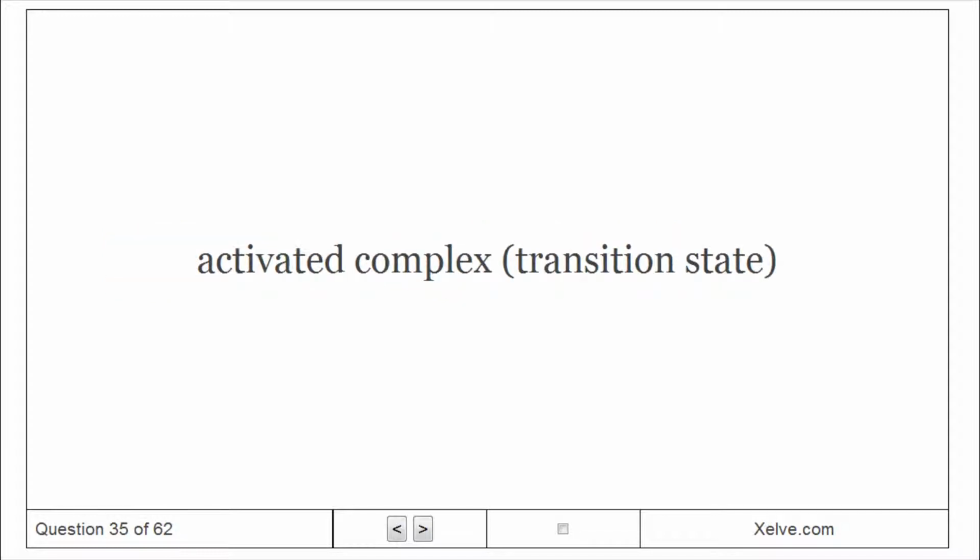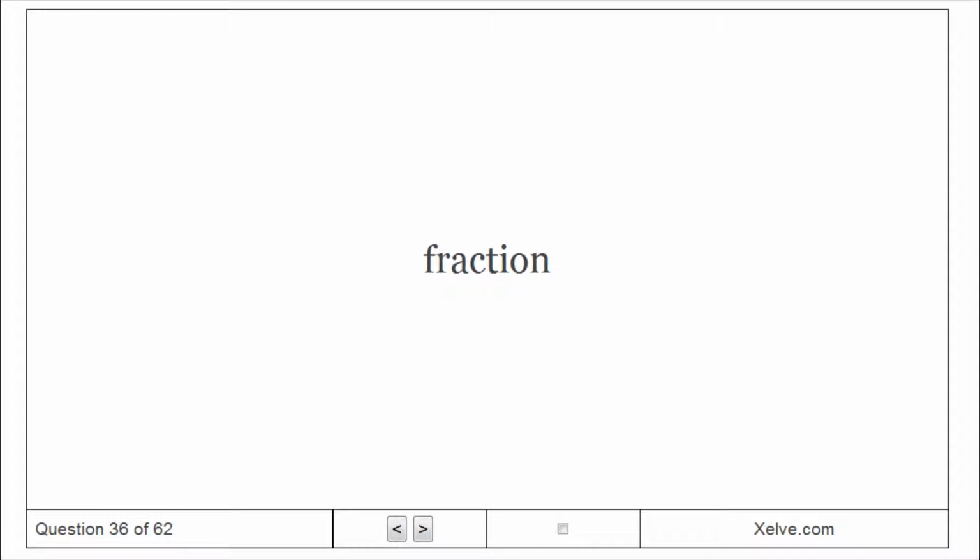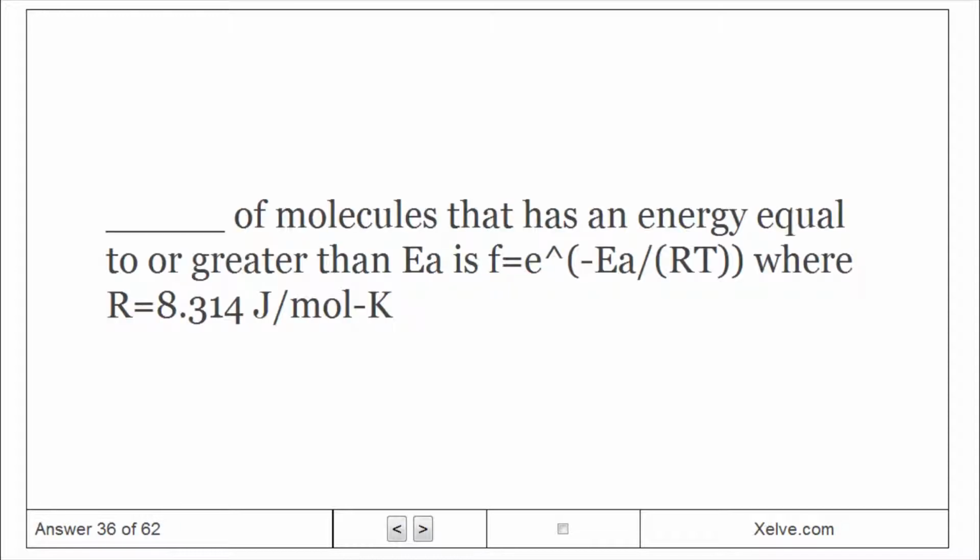Activated complex. Particular arrangement of atoms found at the top of the energy barrier to formation of products. Fraction of molecules that has an energy equal to or greater than Ea is f equals e^(-Ea/RT), where R equals 8.314 J per mole K.